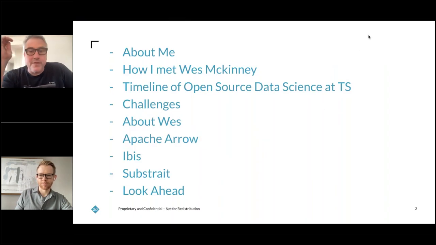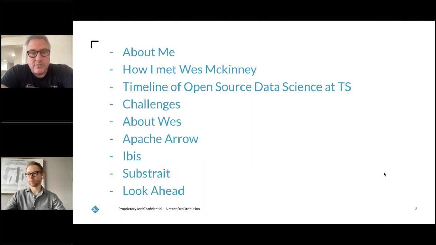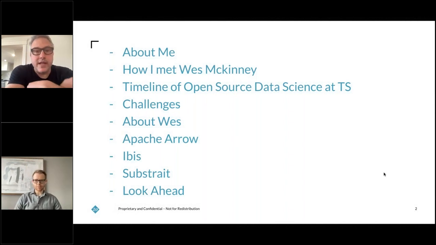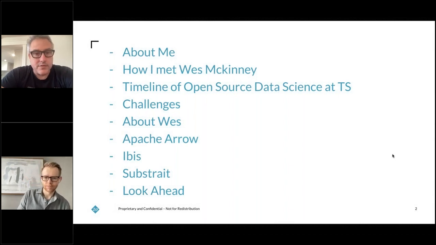So today we're going to talk about featurization at Two Sigma using Ibis, Substrate, and Apache Arrow. A rather long agenda, but I'll start by introducing myself, the story of how I met Wes and what we've been working on over the last 6 or 7 years, the challenges that we see at Two Sigma moving forward, and then I'll turn it over to Wes to introduce himself and the work he's been doing specifically with Arrow, Ibis, Substrate, and looking forward to what we're planning over the next couple of years. So with that, let's move to the next slide.